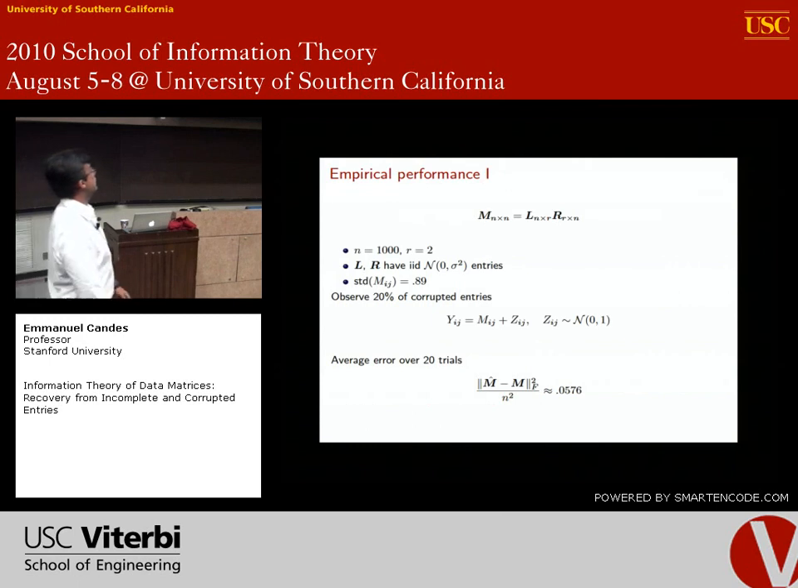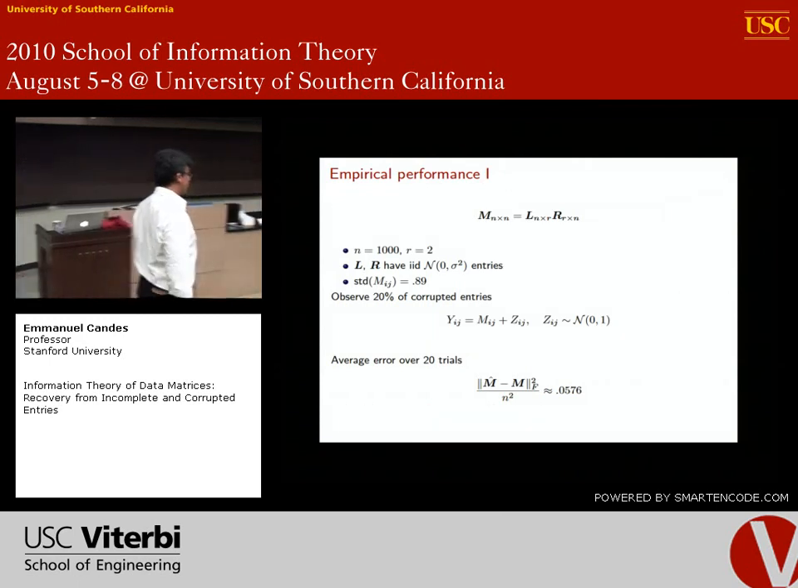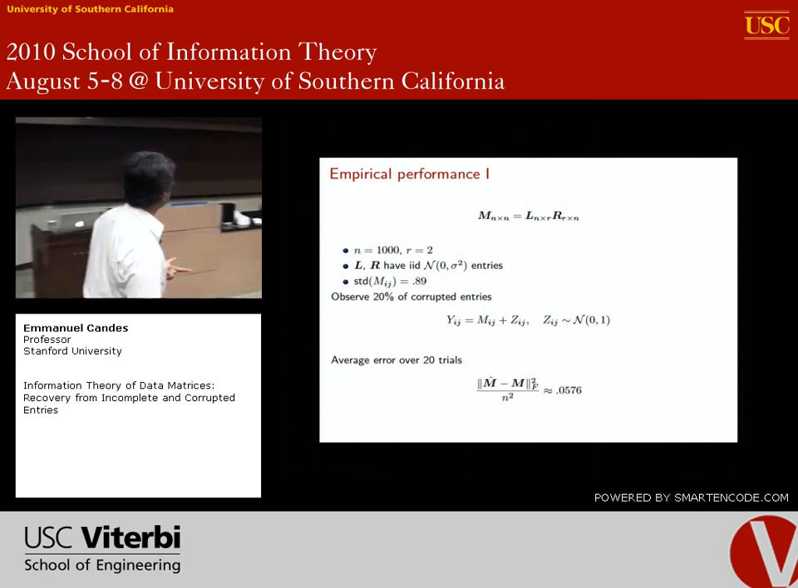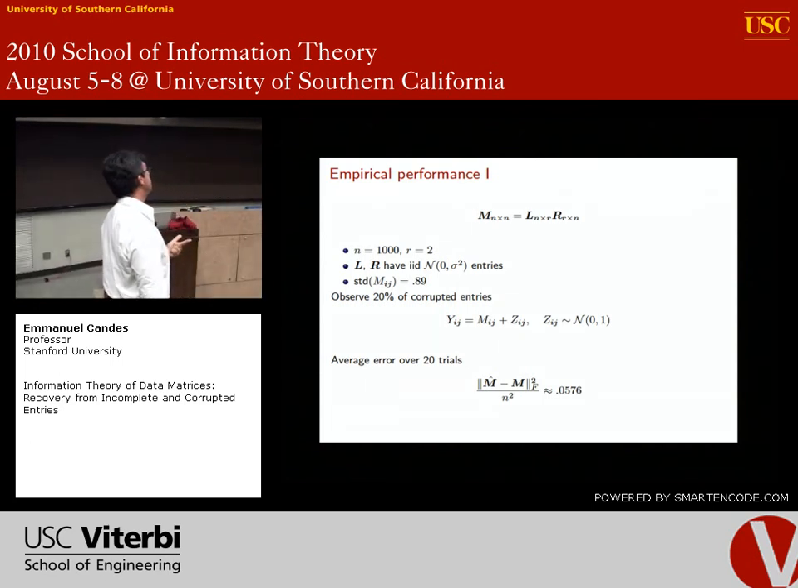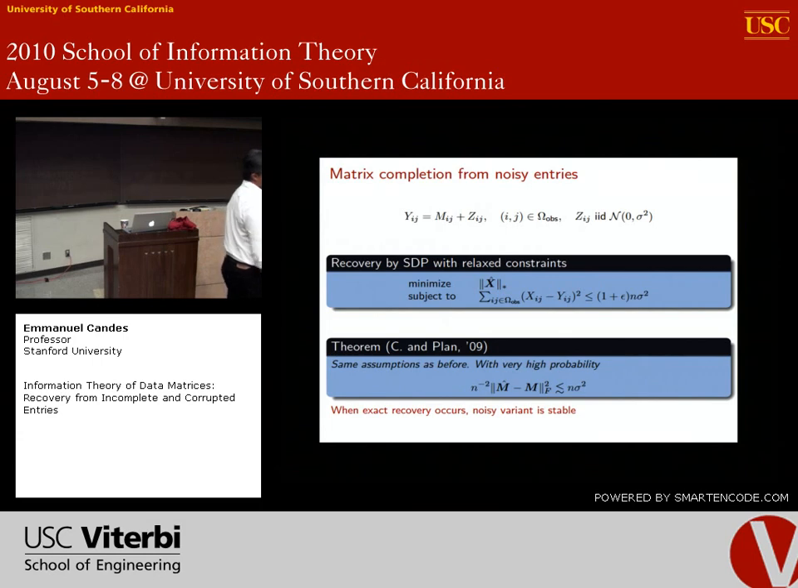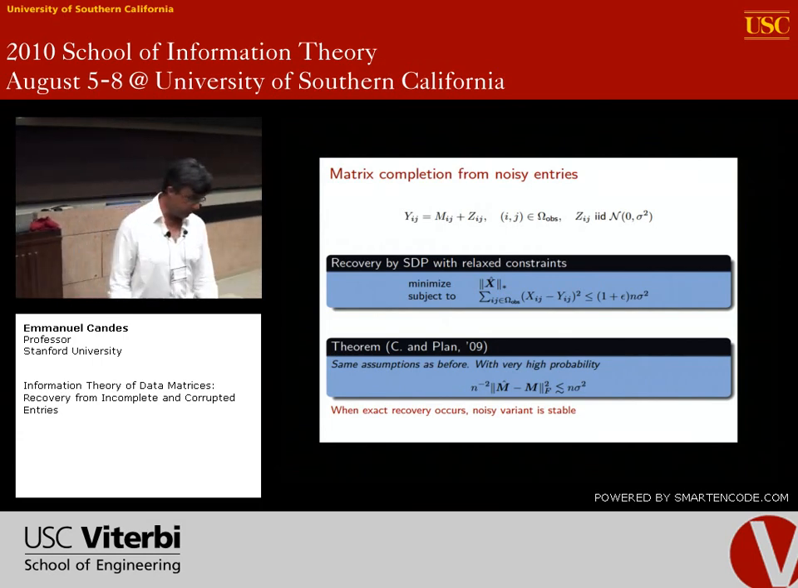I mean, the first question you have to ask when you do something like this is, can you deal with the fact that the matrices of interest are not exactly low rank, but only approximately low rank? That's question one. And can you deal with the fact that typically you're not going to observe entries perfectly, but they're always going to be corrupted by some small amount of noise?